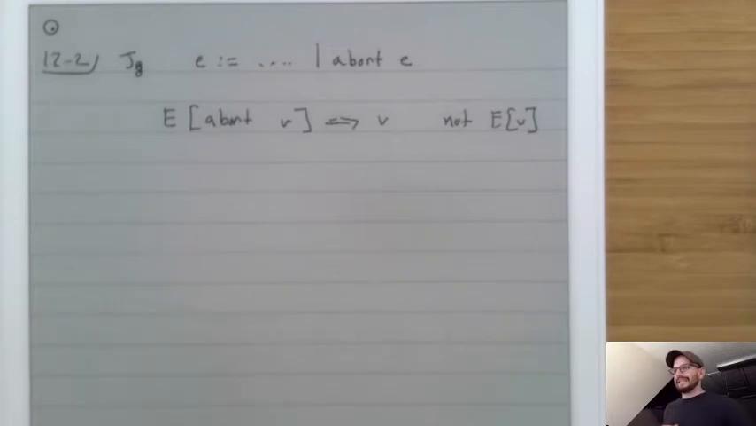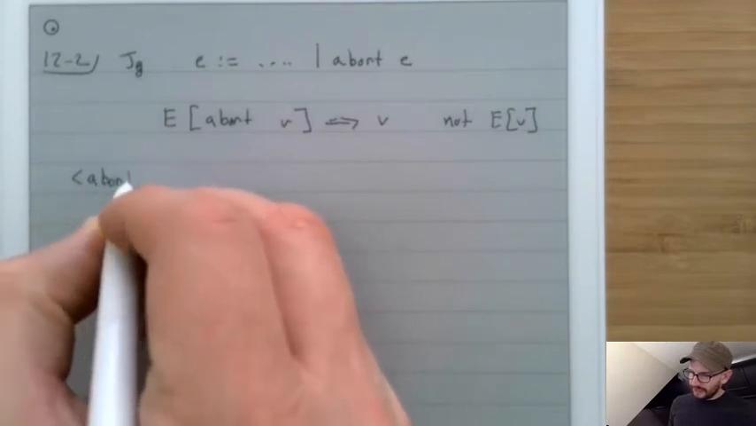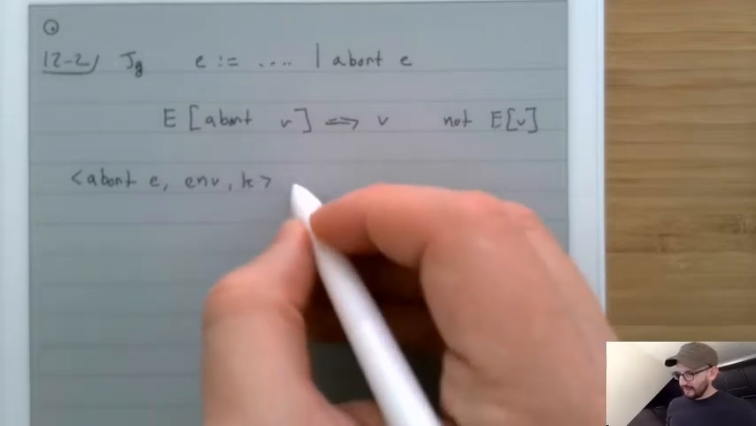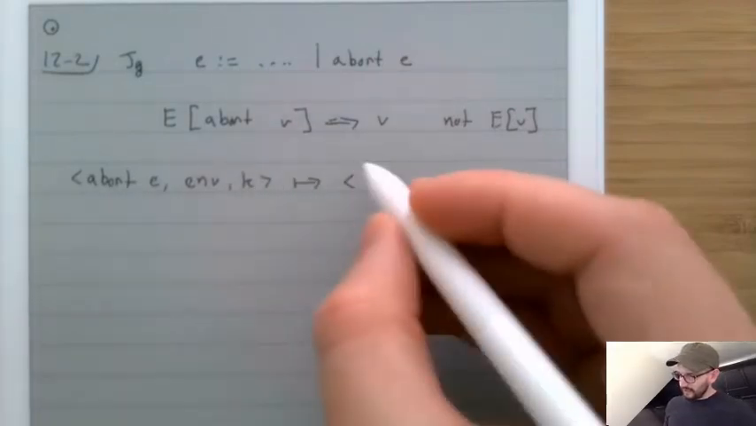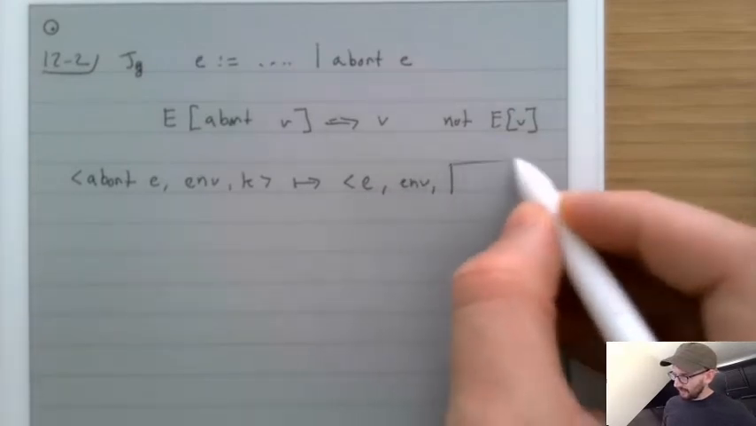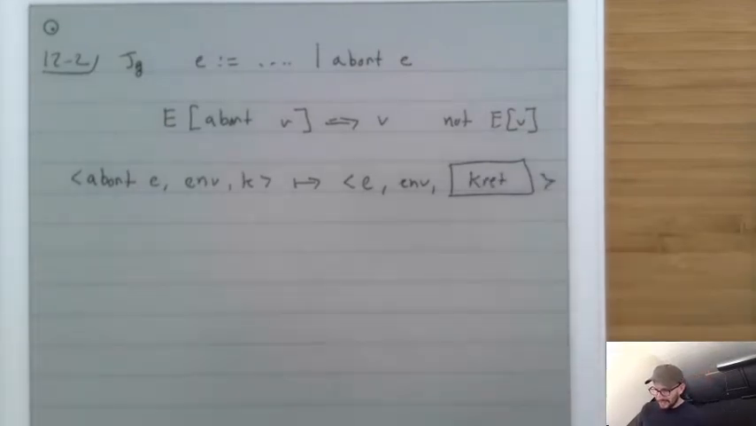What does this look like in the CEK machine? In the CEK machine, we would say that if you get to abort E, and there's some environment and some continuation K, then you focus on that E, you leave the environment alone, but here's the thing that's really weird: you go back to kret. By going back to kret, we're throwing away what used to be happening, and what abort does is it allows you to exit a program early, meaning that you can now detect errors and have them stop.